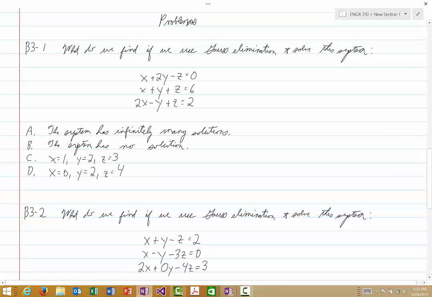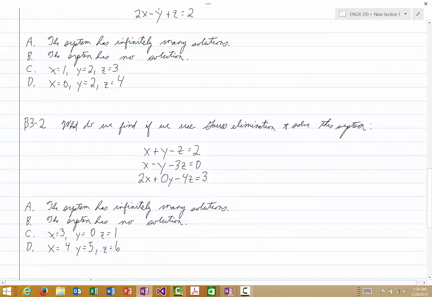And the possible answers are A, the system has infinitely many solutions. B, the system has no solution. C, x equals 1, y equals 2, z equals 3. D, x equals 0, y equals 2, z equals 4. And the second problem, B3-2. What do we find if we use Gauss elimination to solve this system? X plus y minus z equals 2. X minus y minus 3z equals 0.